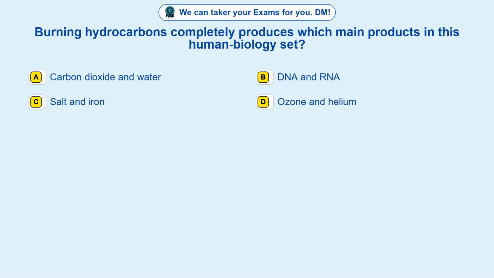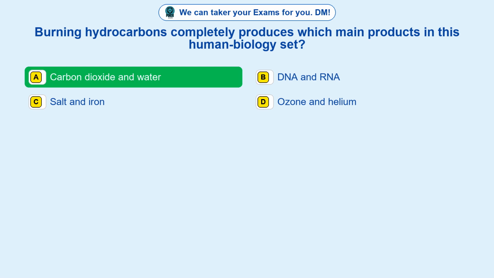Question 55. Burning hydrocarbons completely produces which main products in this human biology set? Option A, carbon dioxide and water. Option B, DNA and RNA. Option C, salt and iron. Option D, ozone and helium. The correct answer is option A, carbon dioxide and water.